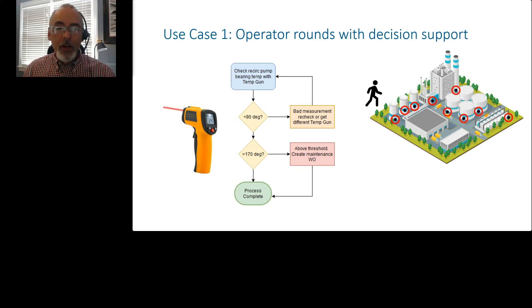AVEVA Mobile is a tool that can help you with those things. It can encode the required logic, like operating limits, and prompt the operator to take some action when the actual conditions differ from what was expected. So that's what we mean by decision support.